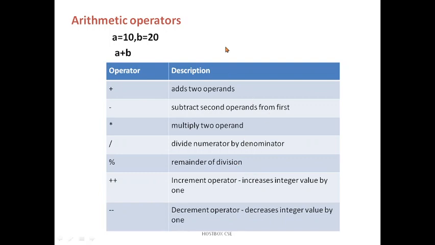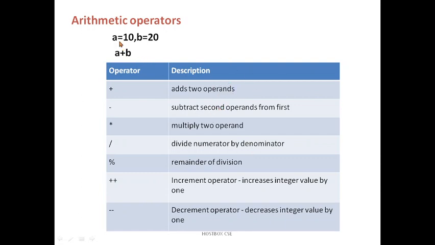Pre-increment means, for example, plus plus a. What happens is that first the value 1 is added to the variable value 10, so the answer is 11. Similarly, in post-increment, first a is equal to 10 is used, and after executing, the value 1 is added, so the value of a becomes 11. There is no change in the final value, but while evaluating an expression you have to be careful.